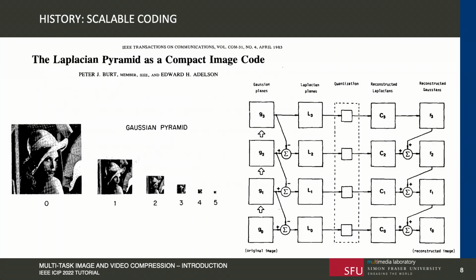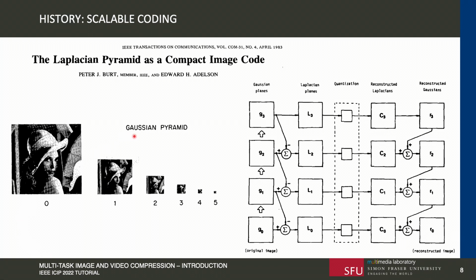One of the earliest examples of scalable coding is the Laplacian pyramid by Burt and Adelson, which was published in the IEEE Transactions on Communications in 1983. This was before wavelets or subband image coding.